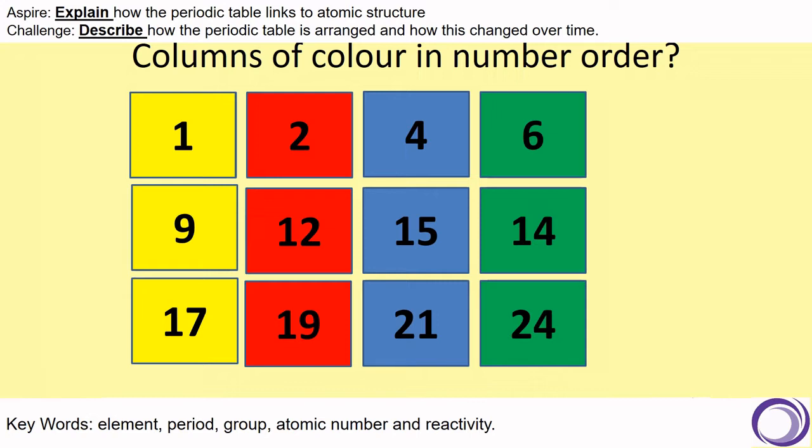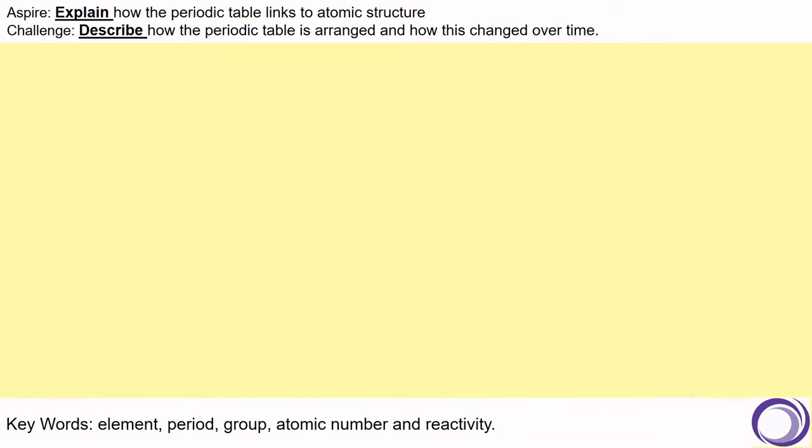And the colour would have represented similar properties of the different elements. So do they react violently with water? Are they toxic coloured gases? And that's why we did this activity. So we're going to look at how through time that periodic table has developed.